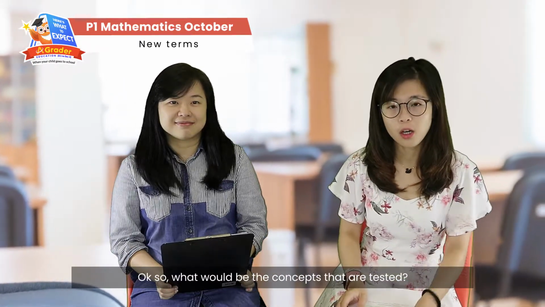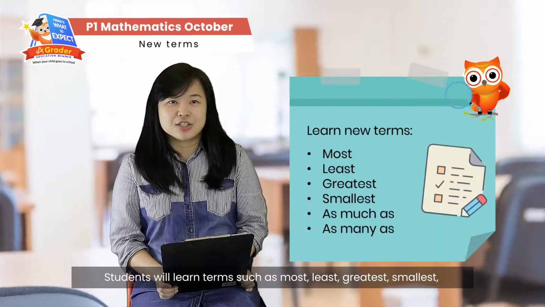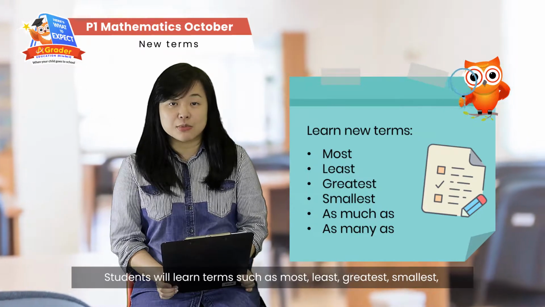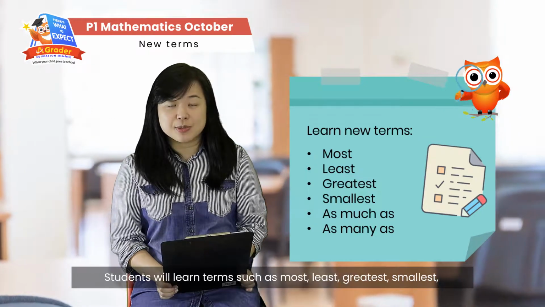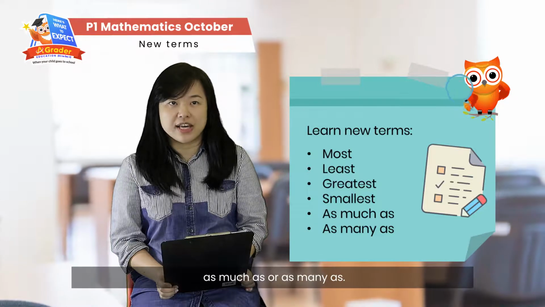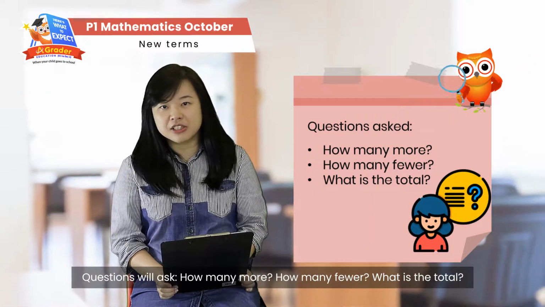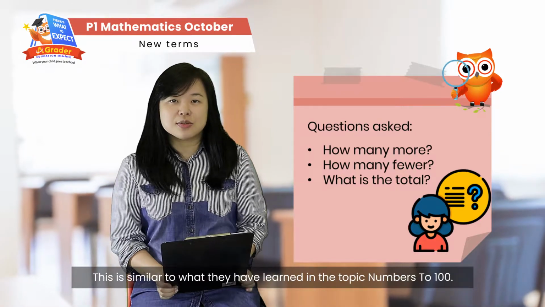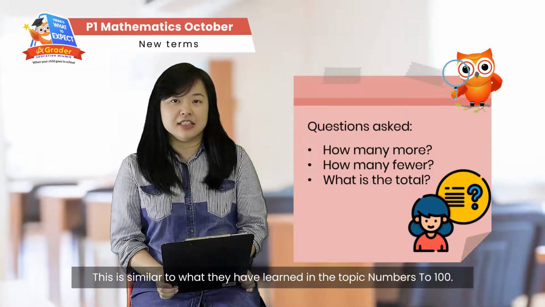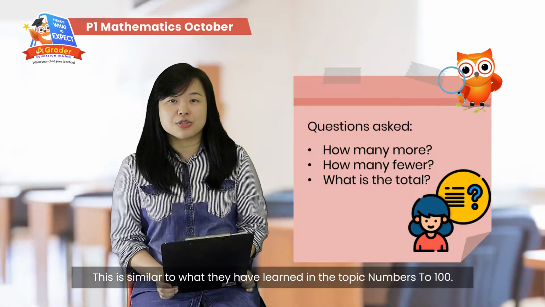Okay, what would be the concepts tested then? Students will learn terms such as most, least, greatest, smallest, as much as, or as many as. Questions will ask how many more, how many fewer, what is the total. This is similar to what they have learned in the topics numbers to 100.